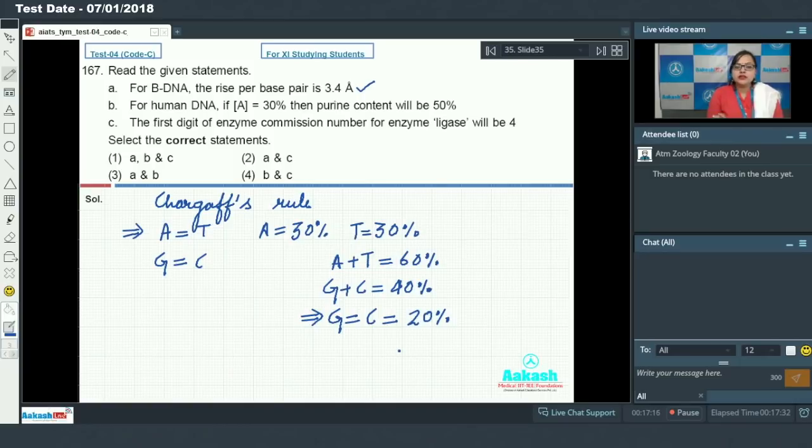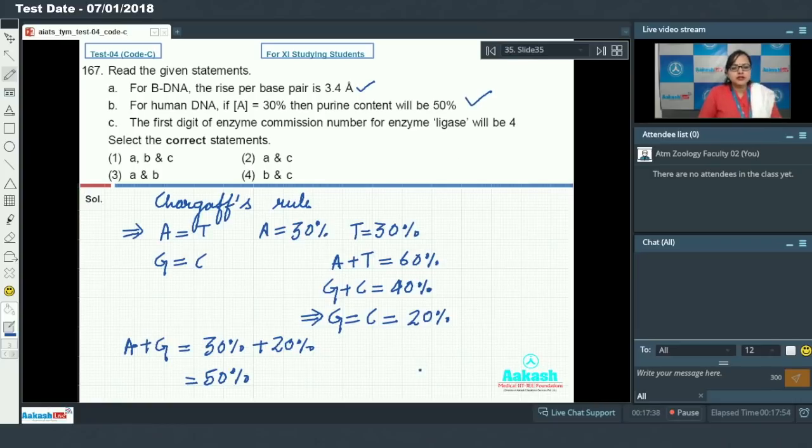And we have to calculate the purine content of the DNA. Purine is adenine and guanine. So it will be equal to 30% plus 20%, which gives 50%. So statement B is correct.